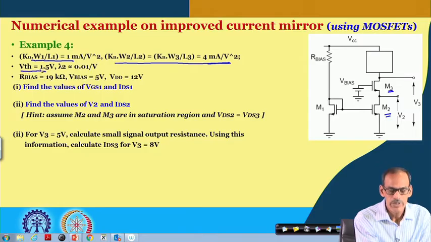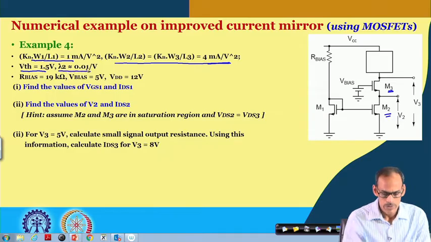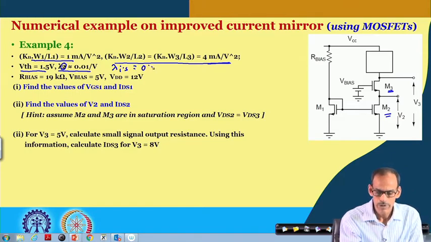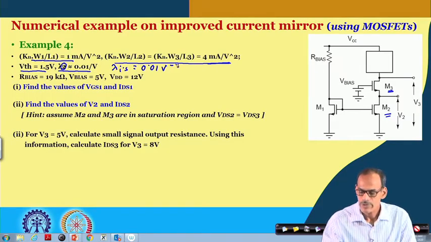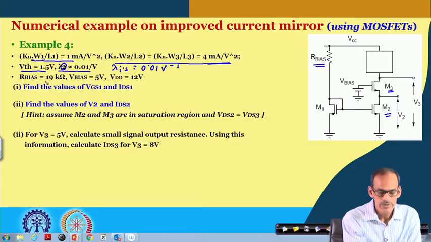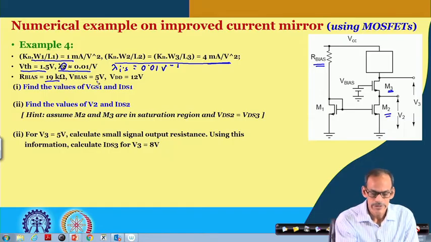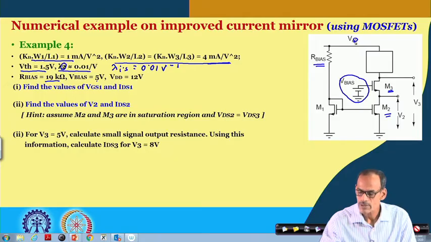The threshold voltage we are keeping the same for simplicity of the calculation, and also the lambda of all the transistors, not only for transistor 2 but for all transistors. Let us consider this equal to 0.01 per volt. Then we have the bias resistor, which is 19 kilo ohms, and V bias is 5 volt. The supply VDD is 12 volt.